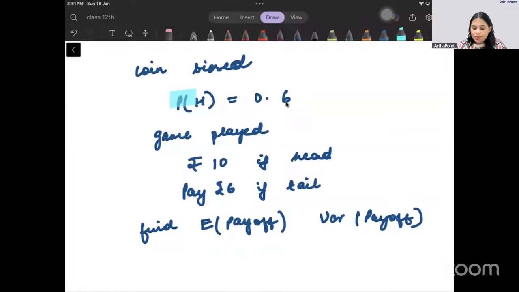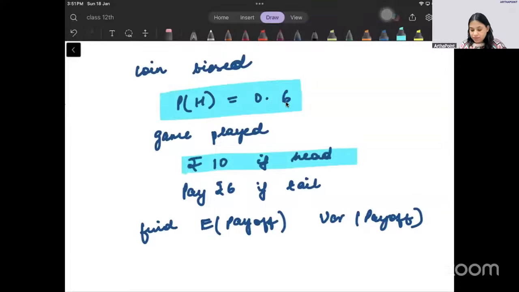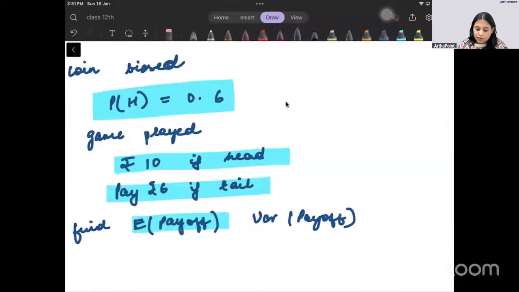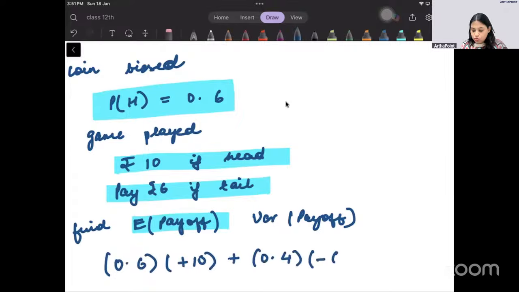So probability of head is 0.6. And it says you win 10 rupees when it is head and you pay 6 rupees when it is tail. So what will be your expected payoff? With 0.6, you win 10 rupees and with 0.4, you lose 6 rupees. यही तो expected payoff होगा, isn't it? So just find this value. Whatever this value is coming out to be, that's your expected value. So all of you are saying 3.6, so I will write that as answer.